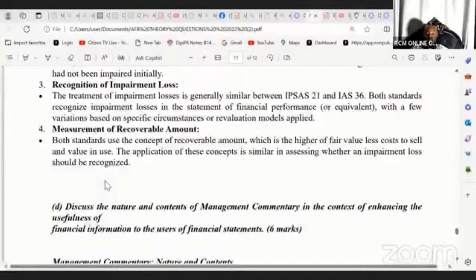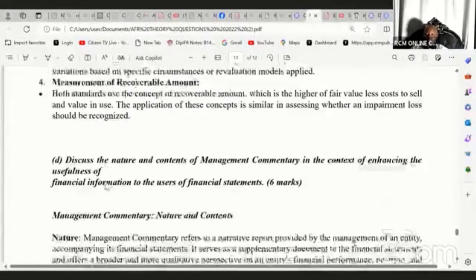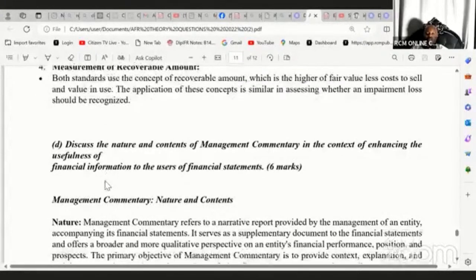Ladies and gentlemen, I think we have done justice to that question, which now takes me to the next question, where they want us to discuss the nature and the contents of management commentary in the context of enhancing the usefulness of financial information to the users of the financial statements. So, management commentary. Is there anybody who has ever heard of management commentary?